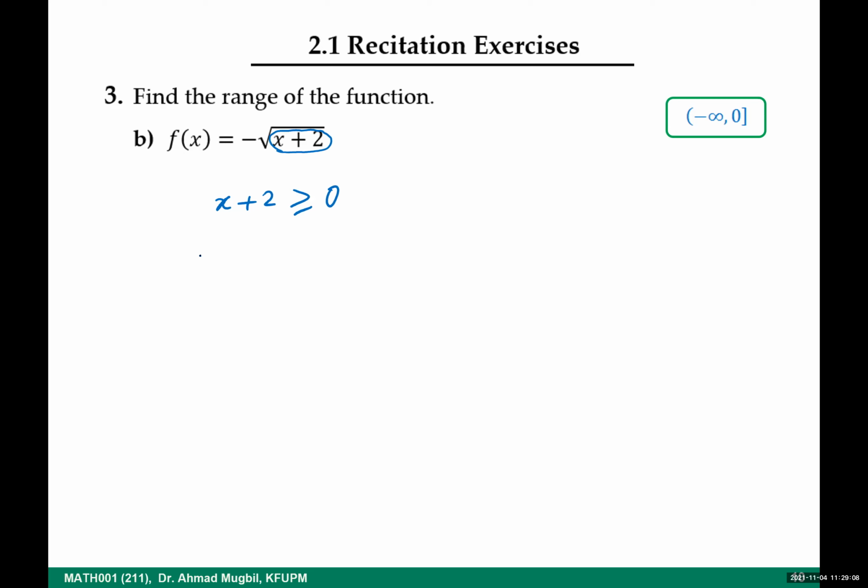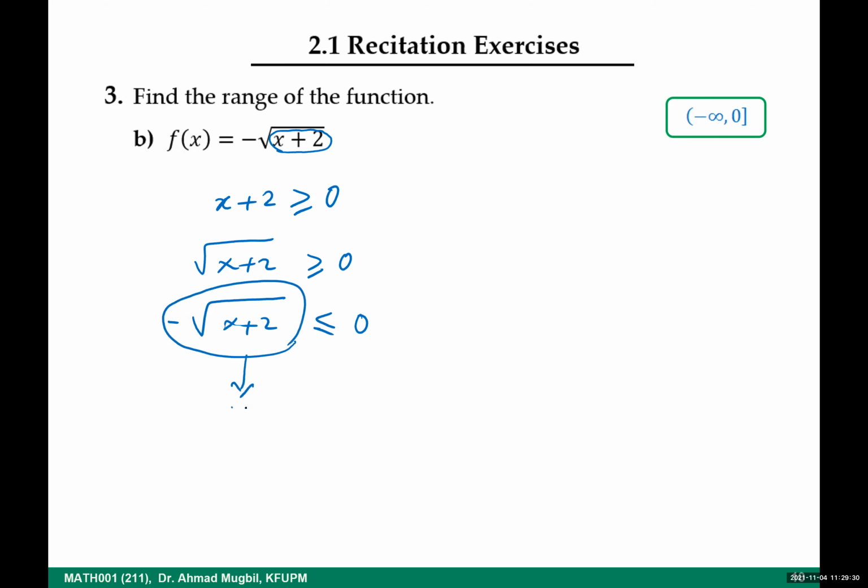What will happen if you take the square root of both sides? You will have the square root of x plus 2 greater than or equal to 0. Multiply both sides by negative. We should reverse the inequality, so this will be less than or equal to 0. Now what is this? This is y. We have here y equals negative square root of x plus 2. So we have y less than or equal to 0.